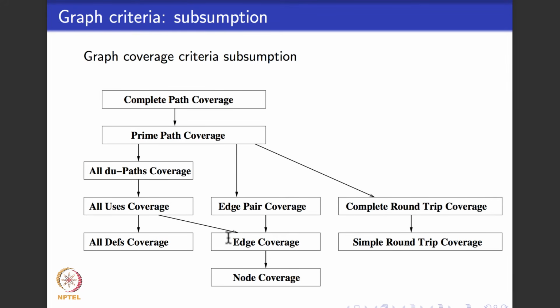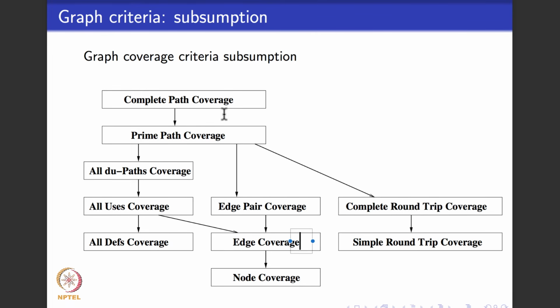What have I done now? I have put this extra arrow here and then this extra arrow here. So I have come up with two extra subsumption relations. The first one says that prime paths subsume all DU paths. The second one says all uses subsume edge coverage. These are the only two new subsumption relations that I have put. The rest were all explained earlier.